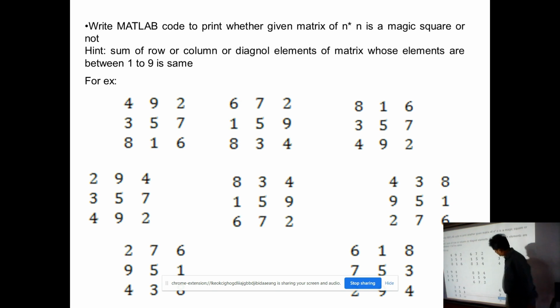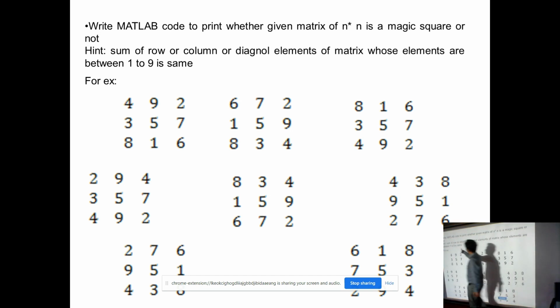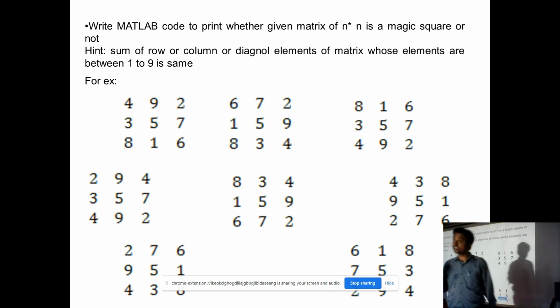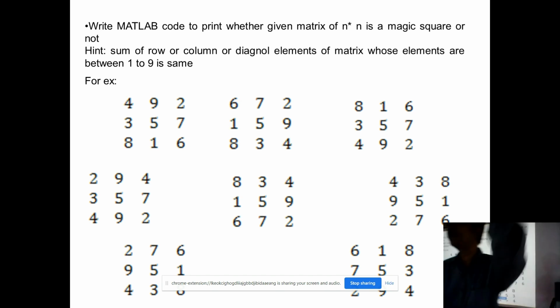If you take any magic square, the addition of a row, column, or diagonal will be the same, and the numbers are from 1 to 9. Any number is not repeated, and that is also very important. Just check any table, any matrix. See, 4 has come here, there is no other 4. 1 has come here, there is no other 1. So can you develop a program for these magic square numbers?